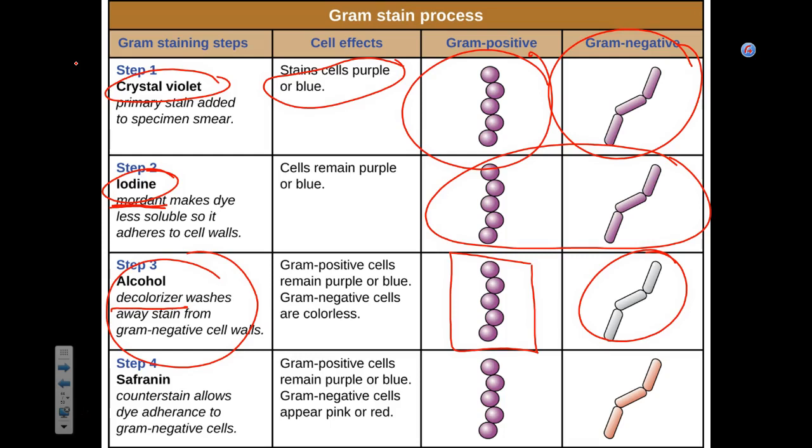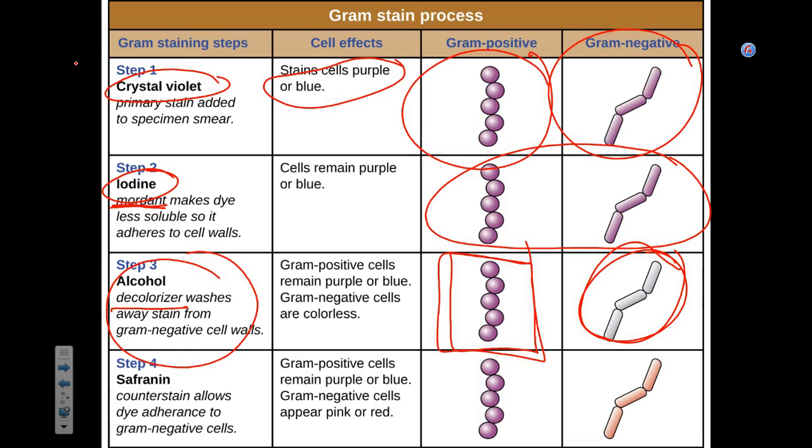So that's kind of an iffy part. Makes sense so far? Good? Now you have two types of cells on your hands. One is colored. It's still blue, right? And one is not because you removed all the crystal violet.